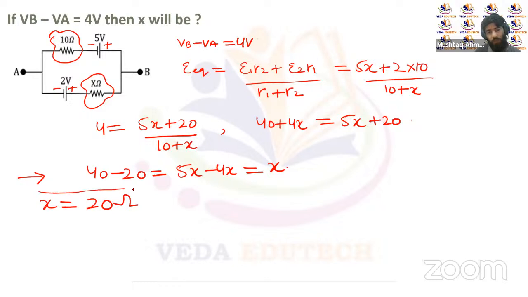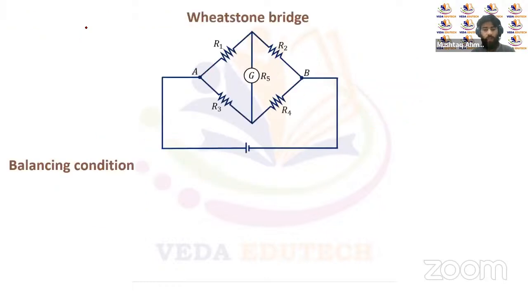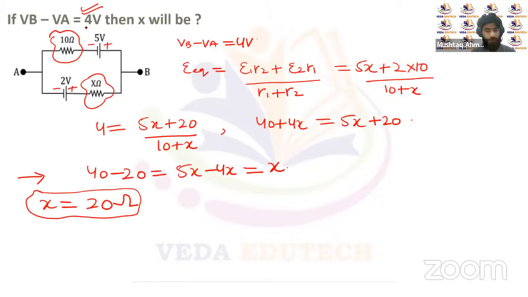So 20 ohms will be the value of X for this circuit, for which the equivalent EMF is equal to 4 volts. So the value of X here is equal to 20 ohms.